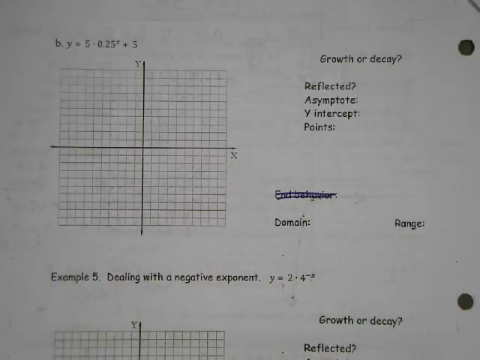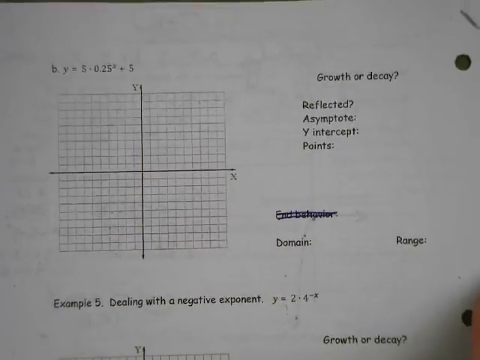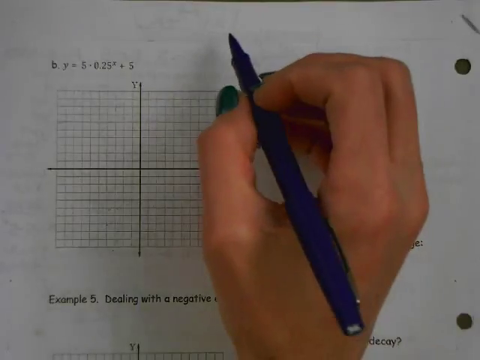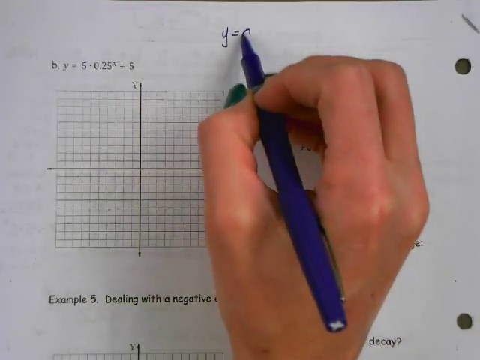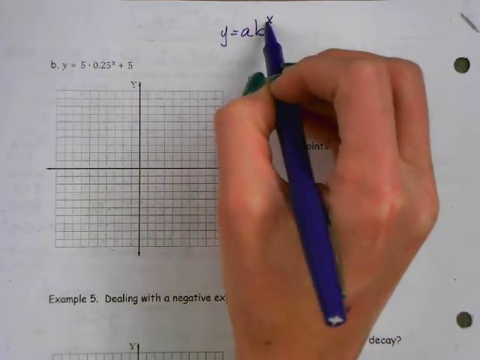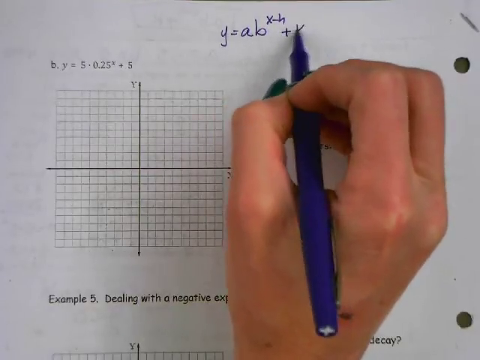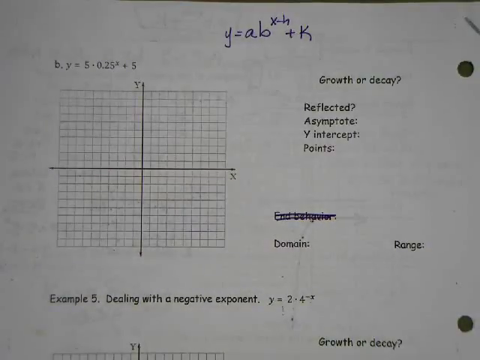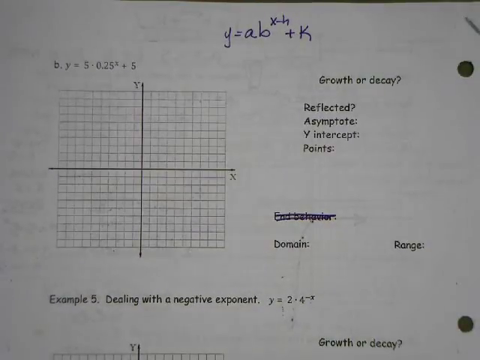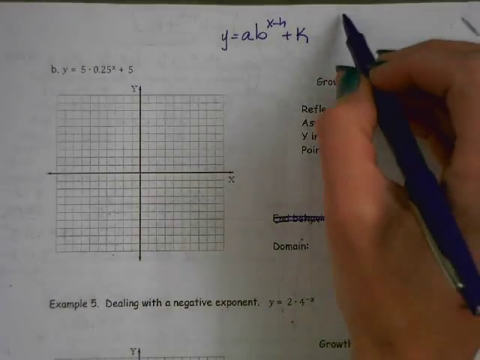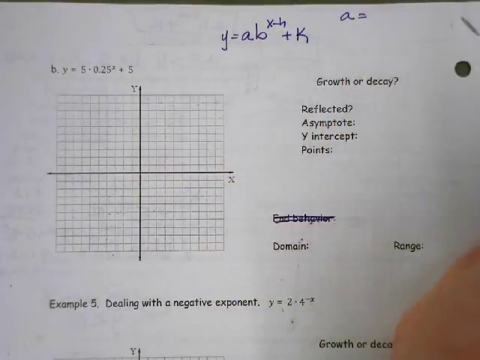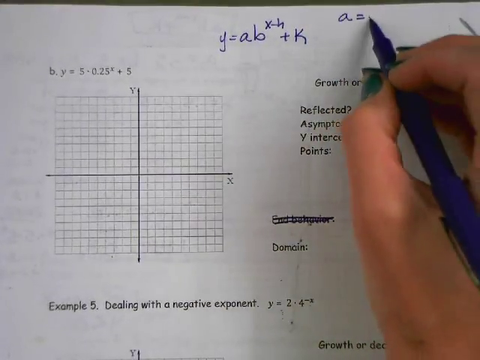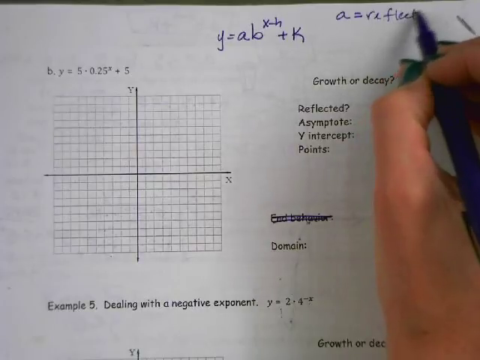How to graph an exponential equation. And we had told you that there's a particular expression, y equals a b to the x minus h plus k, that helps detail the exponential function. Okay, so we talked about how a, if we recall, tells if it's reflected or not.